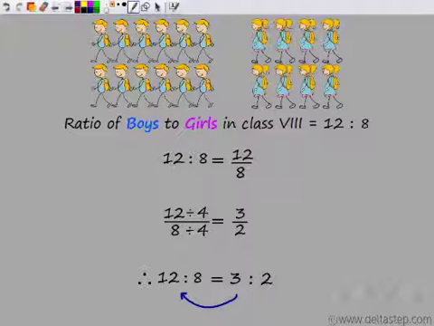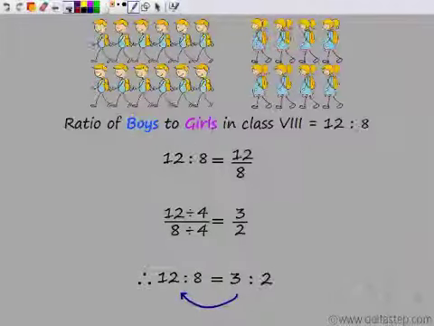A ratio usually is expressed in its simplest form. That is, you have to make sure that there are no common factors in the antecedent and the consequent. So here 12 and 8 had a common factor 4. So I divided by 4 and I get 3:2. Now this does not have any common factor, so I can leave the ratio as this.